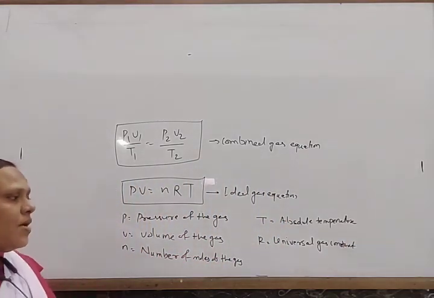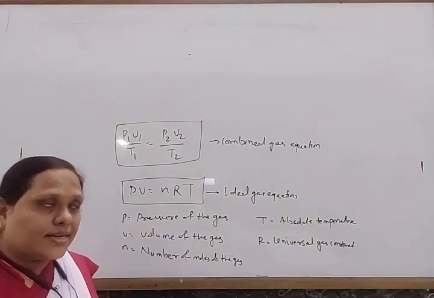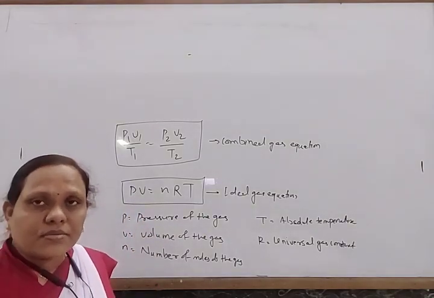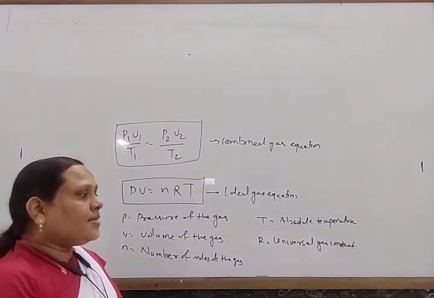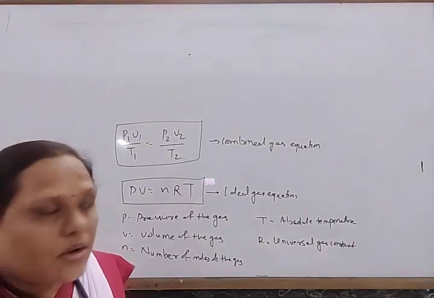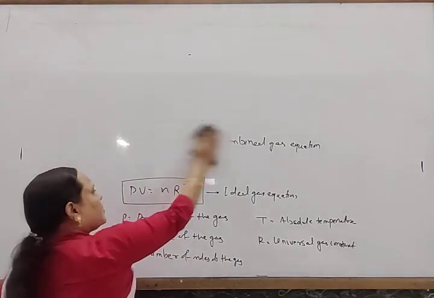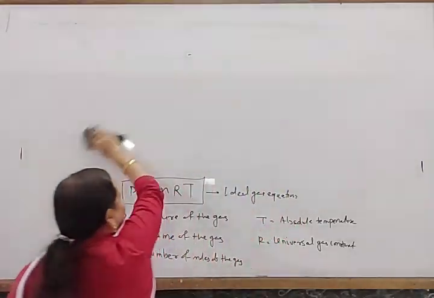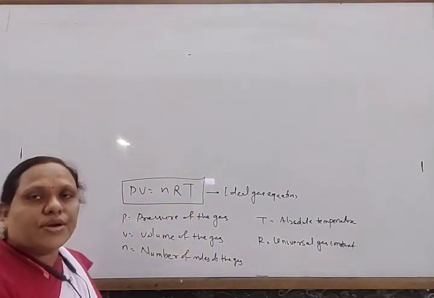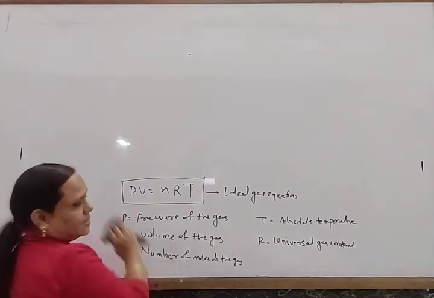We also know that R has different values depending on the units taken for pressure and volume, and R is also expressed in terms of energy, that is energy per Kelvin per mole. Now look here, what are the other forms of the ideal gas equation? You know n is the number of moles, and the number of moles is equal to the weight of the substance divided by its molecular mass.